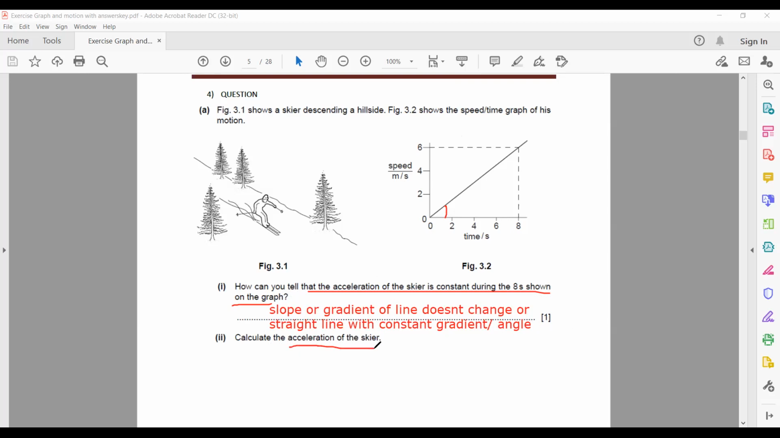Then calculate the acceleration of the skier. How can we calculate acceleration? It's a straight line graph, so again we'll use a formula which is v minus u over t. It is starting from rest, so initial velocity is 0, final is 6, and the time interval is 8. So 6 minus 0 divided by 8, or 6 divided by 8, that will be equal to 0.75 meter per second square.